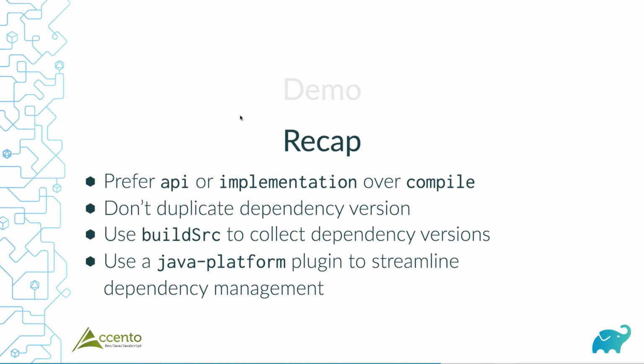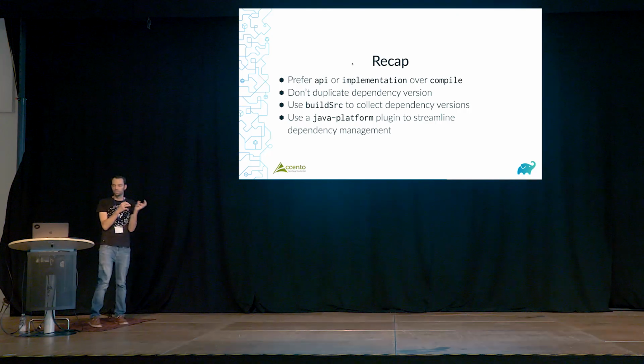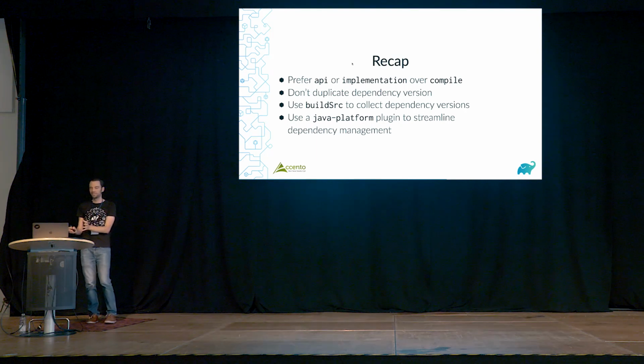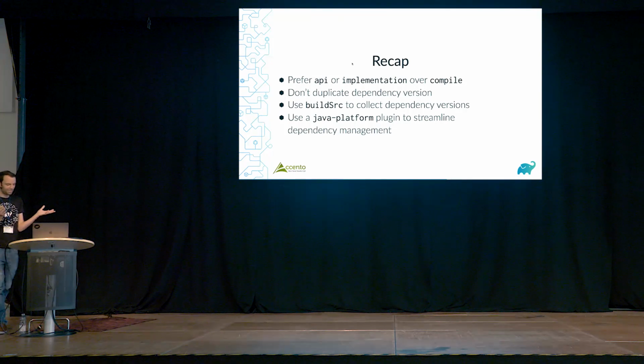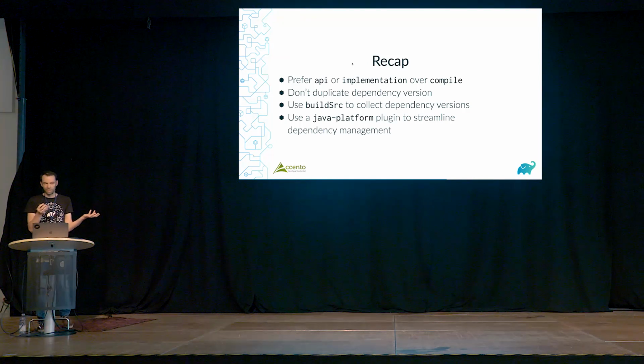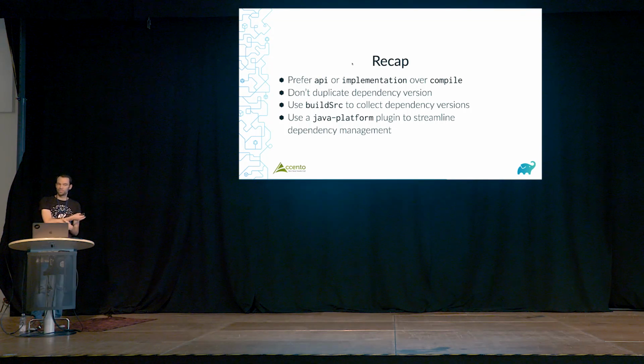Okay, let's do a short recap. We've seen that there's an API and an implementation configuration that you should prefer over compile because it makes it more explicit. It doesn't leak dependencies by default. Duplicating dependency versions. I know we all do that sometimes. We copy and paste something just to make it work, and then we forget about it. We shouldn't do that. We shouldn't duplicate this information. We should collect it in a common place. And using buildSrc for that is one approach that works really well. Another approach is a Java Platform plugin subproject that you can use in the other projects to define your dependency constraints.